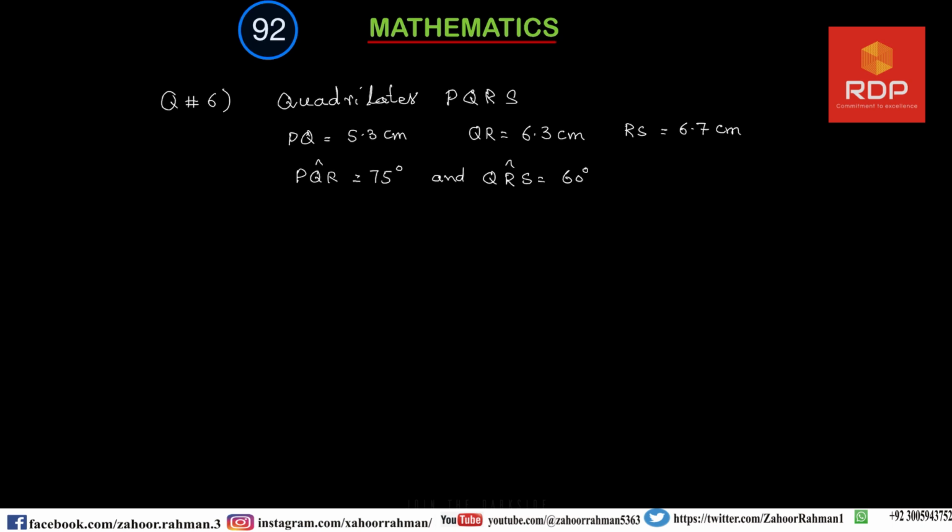You have to label each vertex as PQRS, in which PQ is 5.3 centimeter, QR is 6.3 centimeter, RS is 6.7 centimeter. They have also given us two angles: PQR is equal to 75 degree and QRS is equal to 60 degree. This is the data. We have to solve this question. So let us go to the software directly.